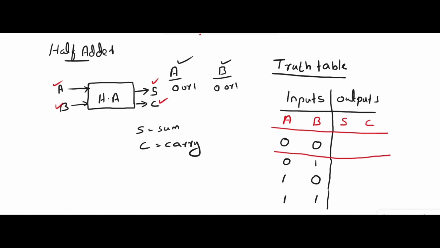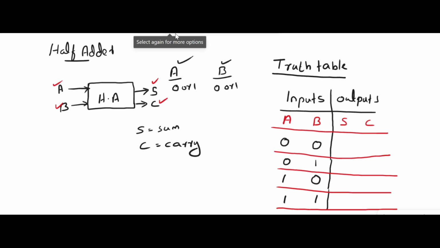First condition, A is 0 and B is 0. Second condition, A is 0, B 1. Third condition, A 1, B 0, and fourth one, A 1, B 1. These are the four combinations using two variables. Now we have to find what is sum and what is carry, the outputs. If A is 0 and B is 0, then the sum is 0 and carry is also 0.